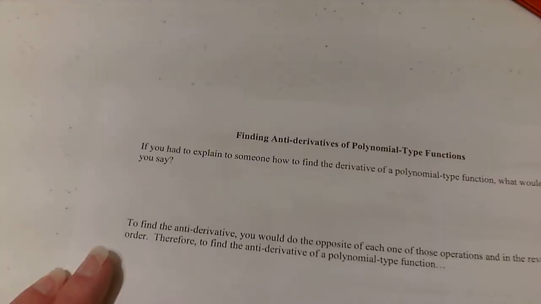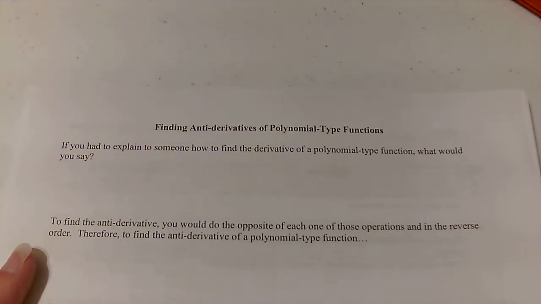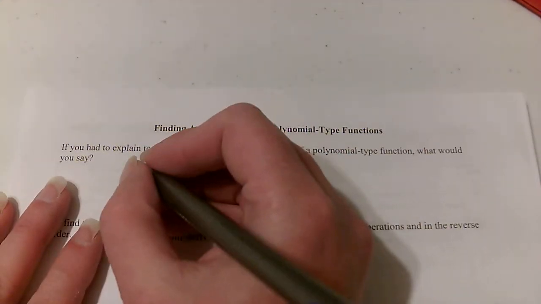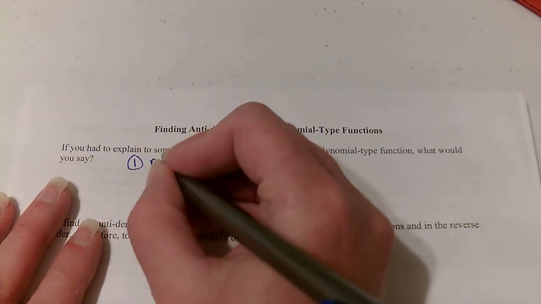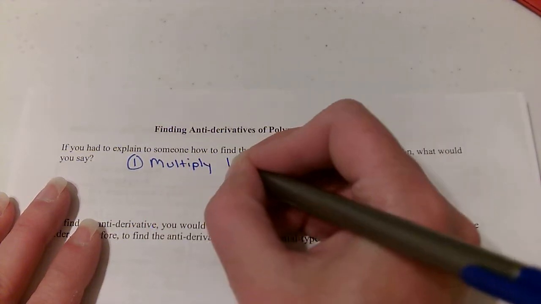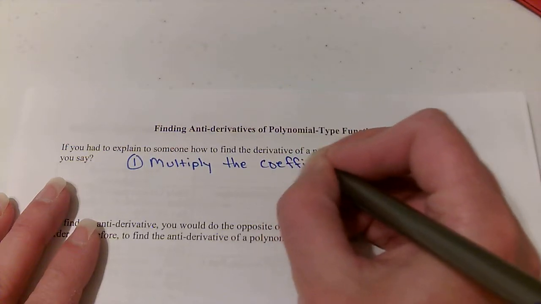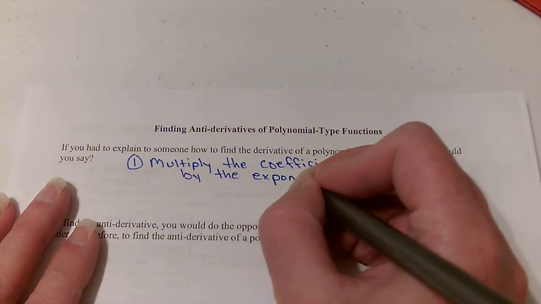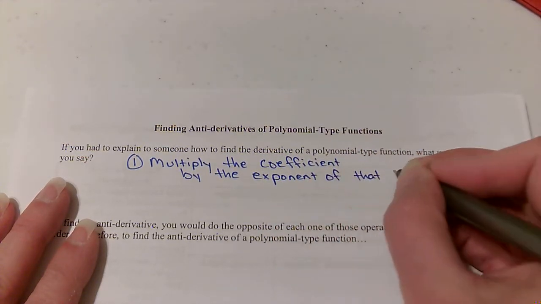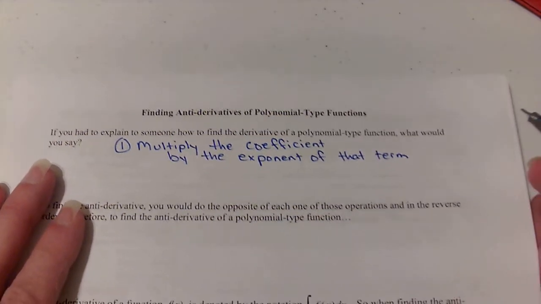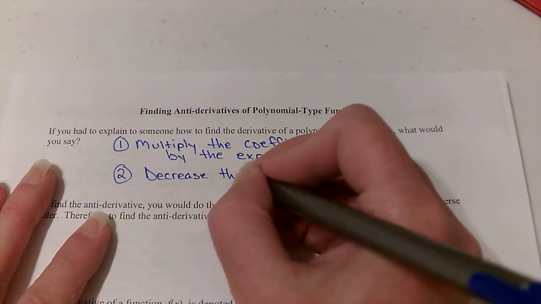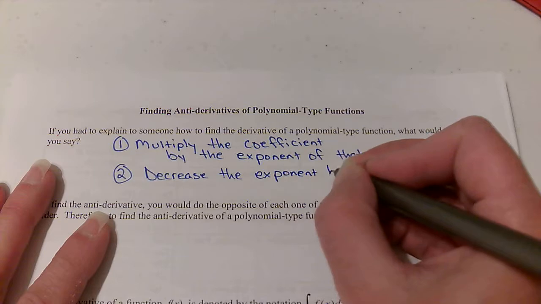So let's think about how we take a derivative, and let's get a more formal process than just guessing. If we had to explain to somebody how to find the derivative of a polynomial, well, the first thing I would do is multiply the coefficient by the exponent of that term. And then what else do you have to do when it's a polynomial? Well, you would have to decrease the exponent by 1.